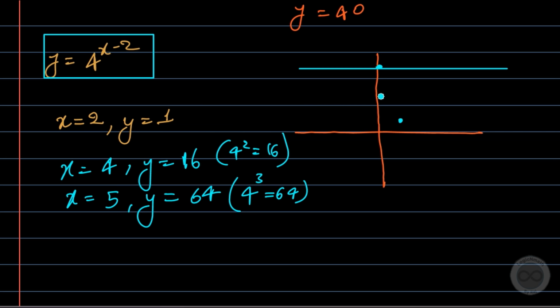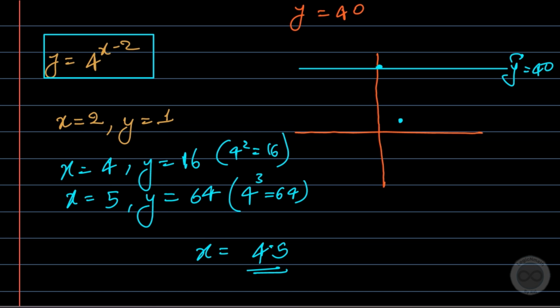So when the value of x is 4, our value is below this horizontal line, and when x becomes 5, it is above our line y is equal to 40. So now let's try the value of x equal to 4.5. We are trying a value in between 4 and 5 so that we can get closer.